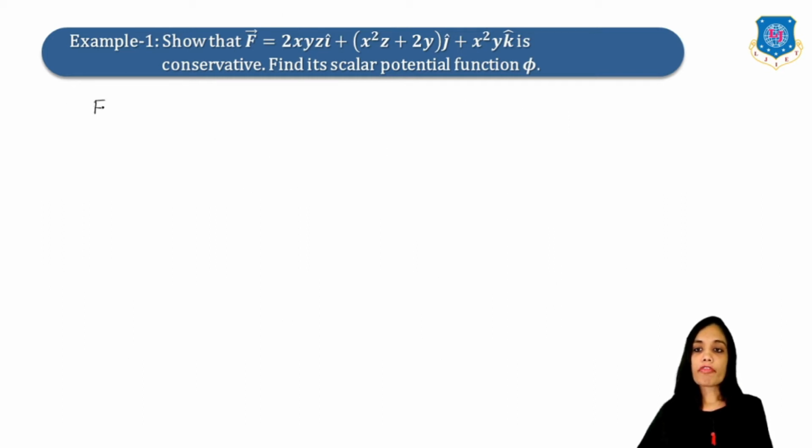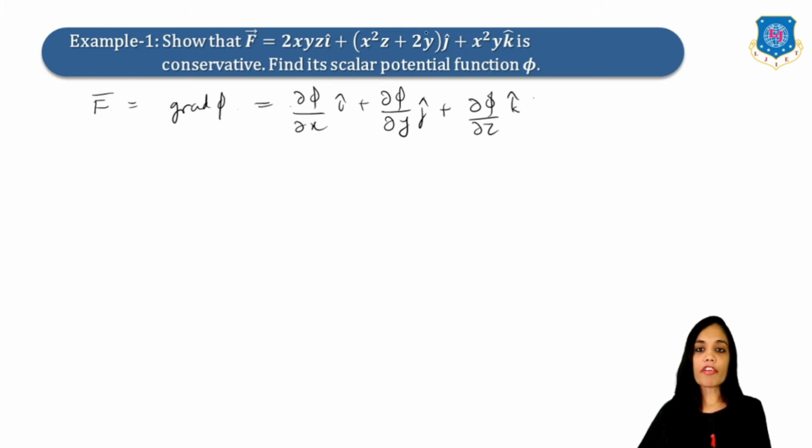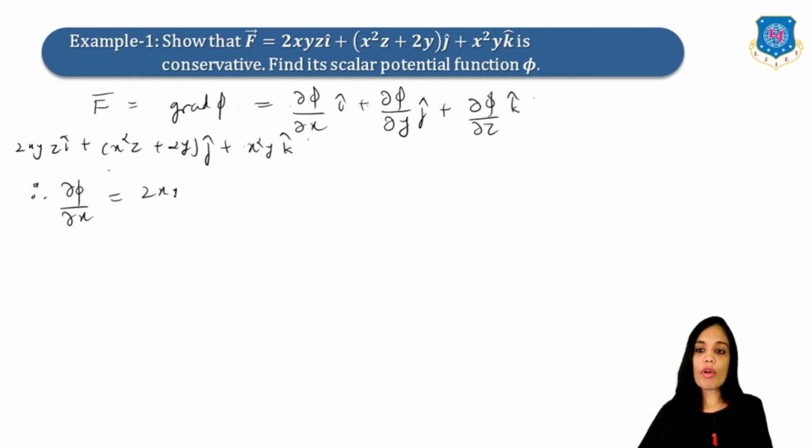We know that f bar is equal to grad phi if our field is conservative. The formula of gradient is del phi by del x i cap plus del phi by del y j cap plus del phi by del z k cap. And our f bar is 2xyz i cap plus (x square z plus 2y) j cap plus x square y k cap. Now we have to compare on both sides. Therefore, del phi by del x will be 2xyz, del phi by del y will be x square z plus 2y, and lastly del phi by del z will be x square y.